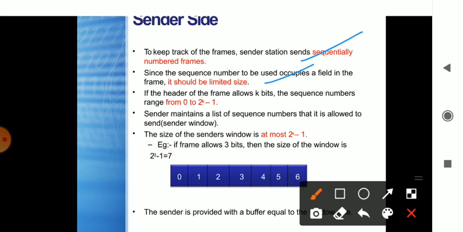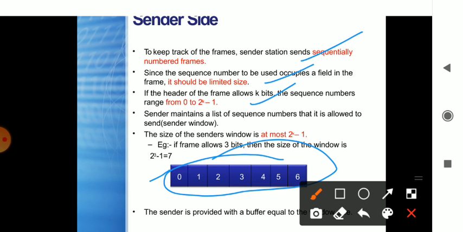So what is that one by one? The header of the frame consists of the number of bits which will be carried. That number of bits is from 0 to 2 to the power k minus 1. So if your bits of information is 3 bits, then 2 to the power 3 minus 1 is equal to 7. So your window size will be 7.